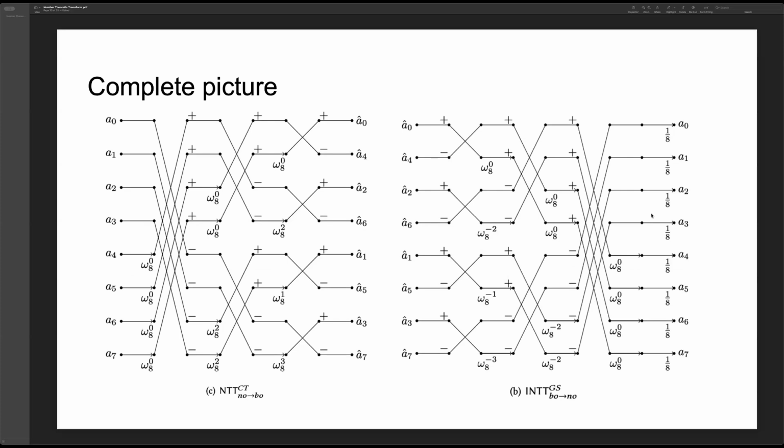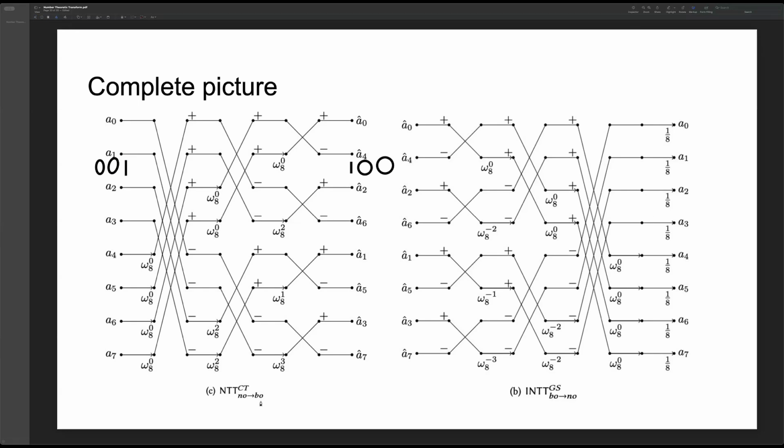The NO right arrow BO that you see at the bottom there just means natural order to bit reverse order. So what does bit reversal mean? I'll explain this by drawing some examples. Let's say we have A1 here, so this is basically the first index. But if we reverse the bits, we get 100. So this is just what is meant by natural order to bit reverse order.